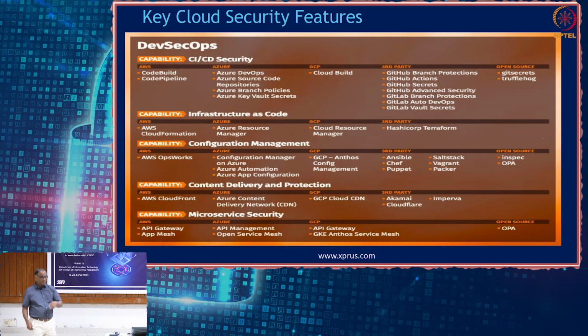This is the new terminology. See, it used to be development, it used to be operations, there used to be a separate security department. Now it's all got merged. It's called DevSecOps. So instead of DevOps, now it has become DevSecOps. So how do you do that continuous integration, continuous delivery? What are the tools and technologies available, say in AWS, Azure, GCP, and third party and open source?